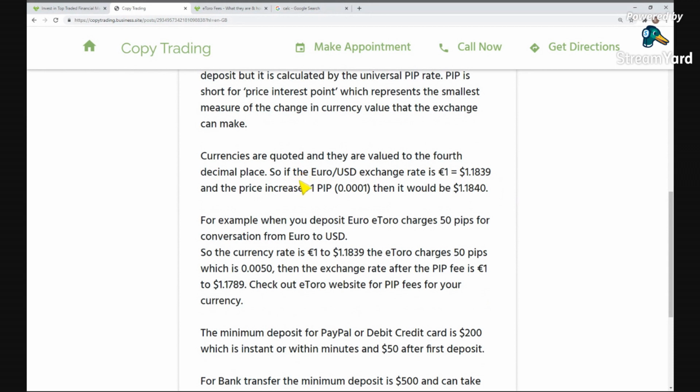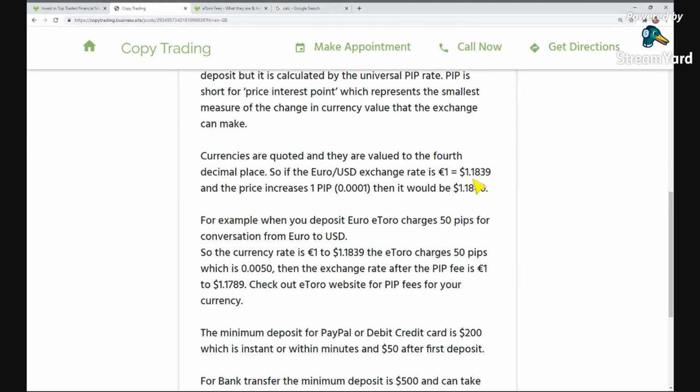So if I wanted to change euro to US dollars, and the exchange rate is €1 is 1.1839, and the price increases by 1 pip. So 1 pip, remember it's 4 decimal places, is 0.0001. So the value after it goes up by 1 pip would be 1.1840. So it increased by 1 pip.